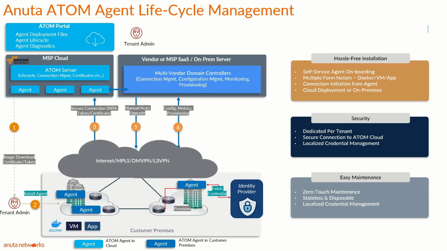Atom follows a distributed server-agent model. The agents sit closer to the devices. Agents do the hard work of collecting telemetry or provisioning commands to the devices. The server stays in the cloud, and the server takes care of the life cycle of the agent. The agent could be a Docker container, a VM, or an app. The agent is the one initiating the connection to the server, so there's no need to open any firewall ports. So Atom maintains the full life cycle of that agent.